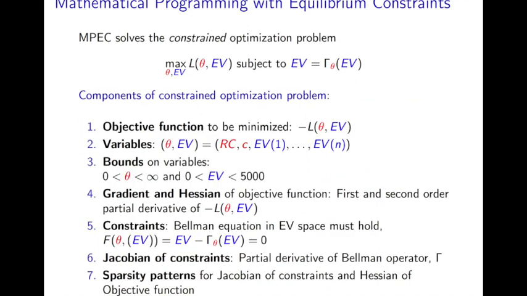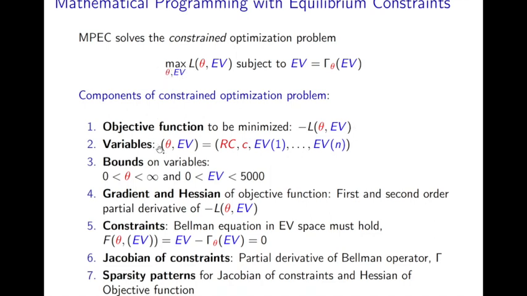So in order to formulate this MPEC problem, or mathematical programming with equilibrium constraints, you specify a bunch of components. Okay, so the objective function to be minimized. We're going to turn the maximum likelihood problem into a minimum negative likelihood problem, so we have a minimization routine. We're going to minimize the negative of the likelihood function.